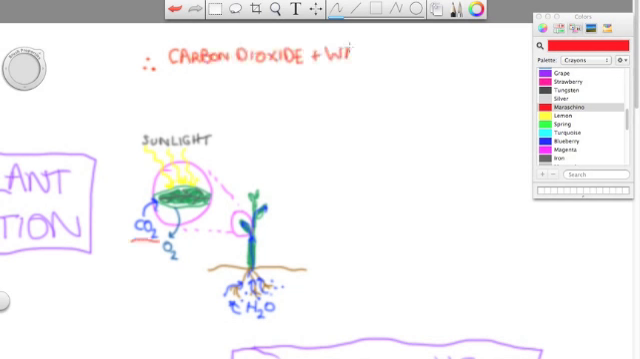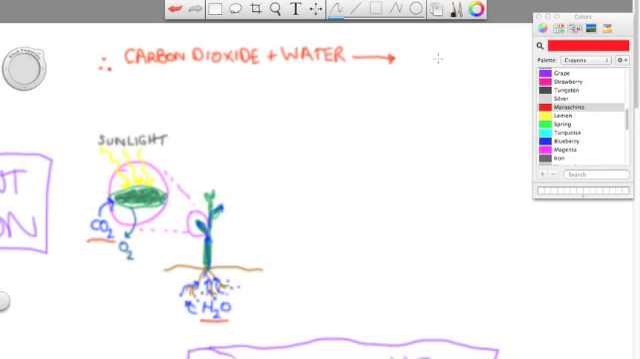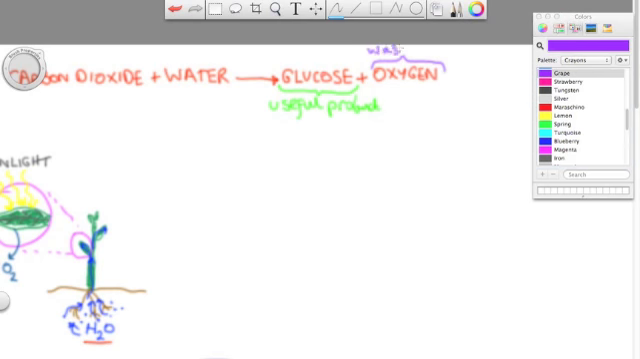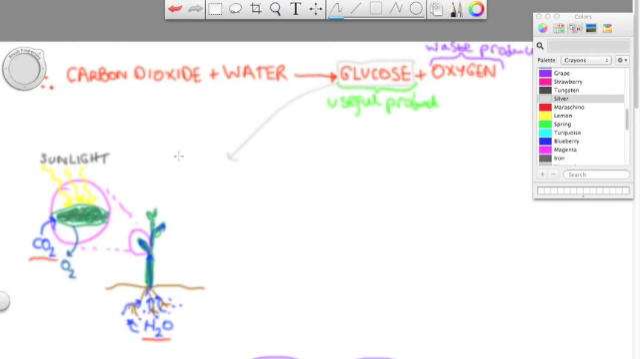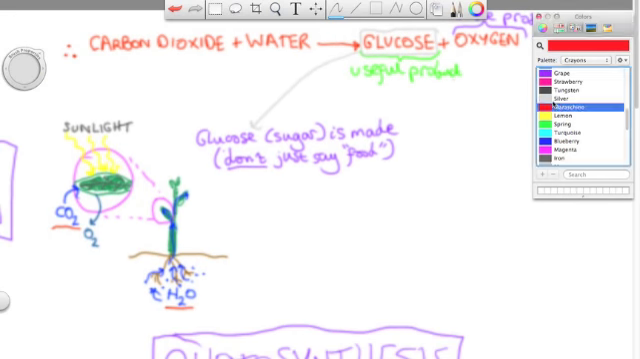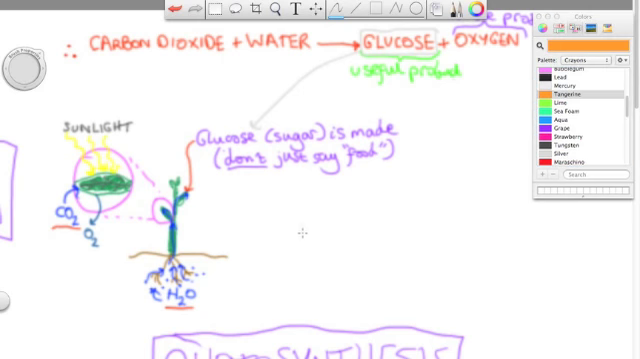So we can show that in an equation, or a word equation. So carbon dioxide plus water goes to glucose plus oxygen, and it needs light for that reaction to happen, and that's photosynthesis. So glucose is the useful product that the plant wants to make, that's the food. We don't call it food though, we call it glucose or sugar. And the oxygen is the waste product for the plant. It's still useful for us, but we call it a waste product for the plant.